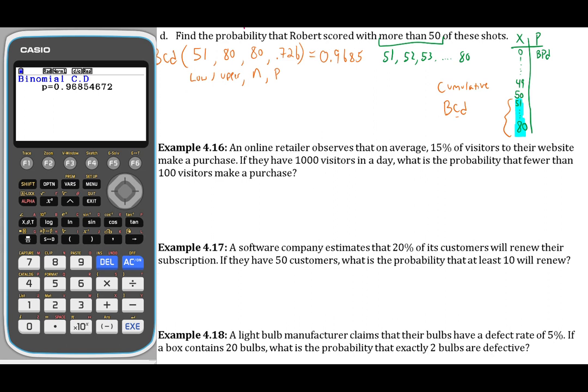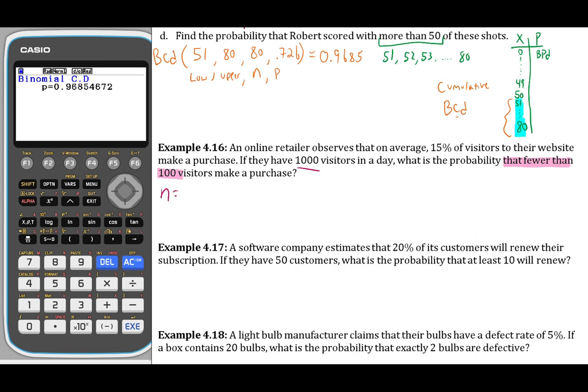All right, so an important step here is to try and figure out what it is that we're actually trying to find. Well, first of all, do we have a binomial distribution? I think we do. We have only two options. Either they make a purchase or they don't. Whether or not one visitor makes a purchase or not does not affect anyone else, so it is independent. And we have a fixed number of trials. We have 1,000 visitors in a day.